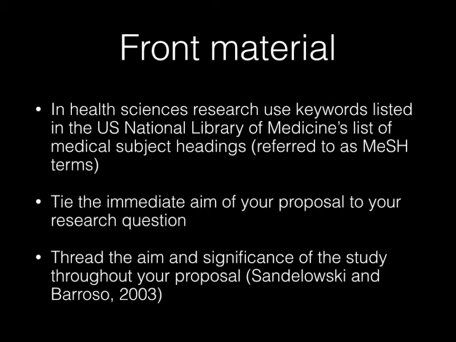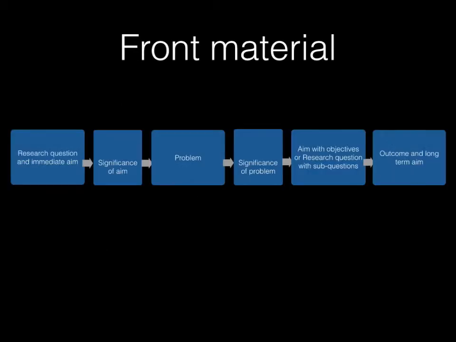Another really important point when you're thinking about the front material and also the body of the proposal to come is that you need to thread the aim of the study and the significance of the study throughout your proposal. There's a reference there to a really good journal article by Marguerite Sandaleski and Juliette Barroso that discusses just this matter. And on this slide, apologies for the small text, you'll see a diagrammatic representation of some of the things that they talk about in that journal article. And again, this is all about relating the justification for the study the whole way through the research proposal.